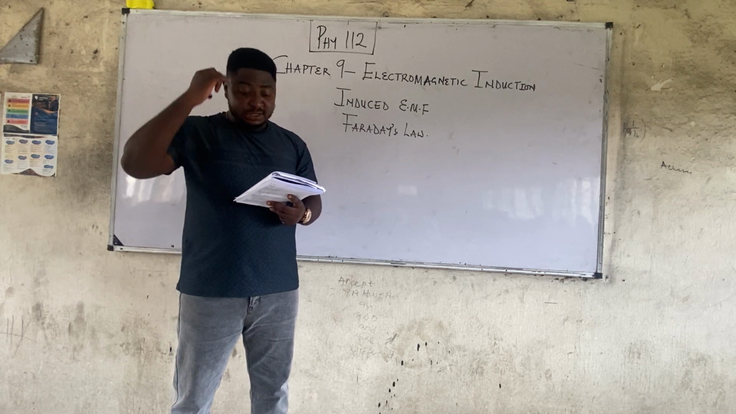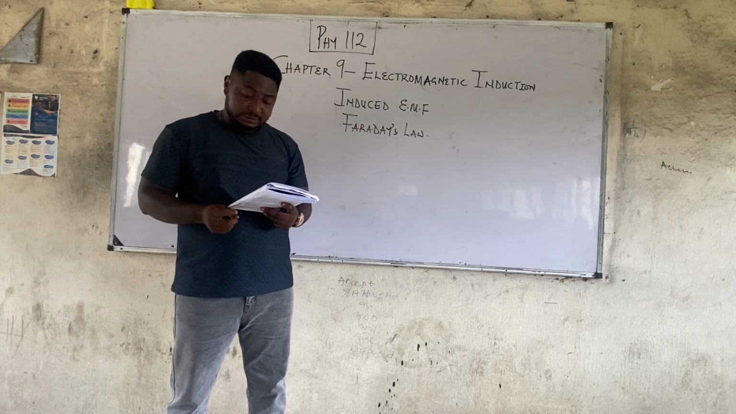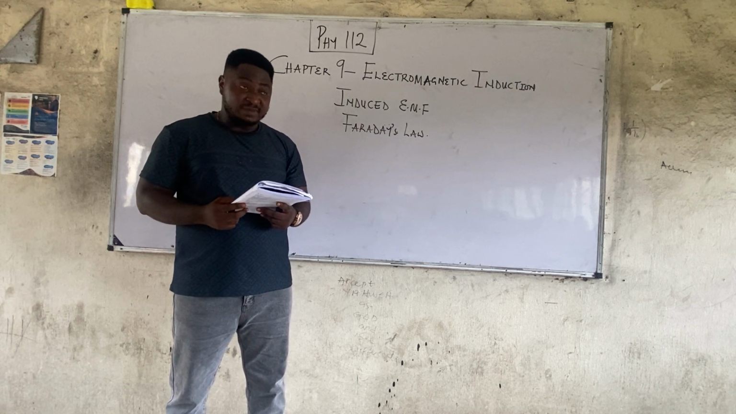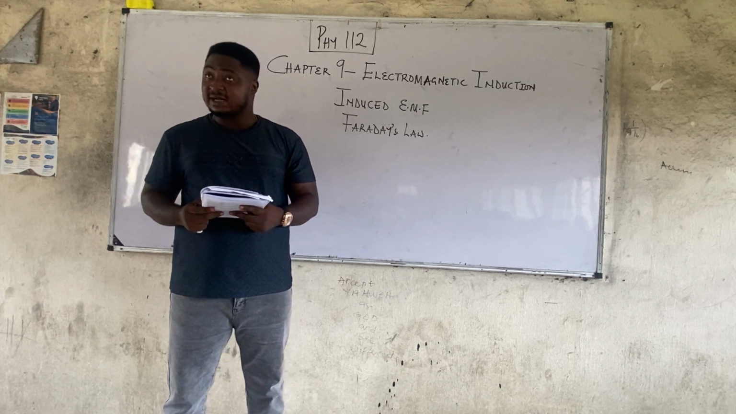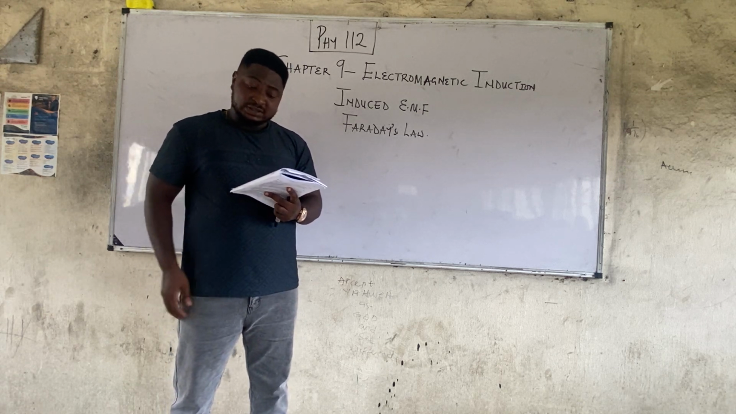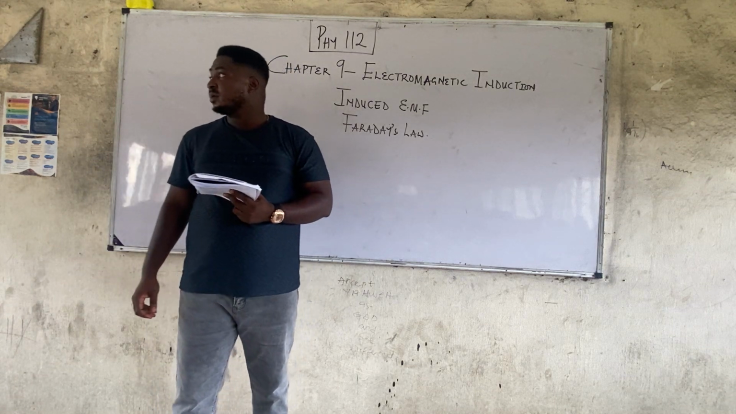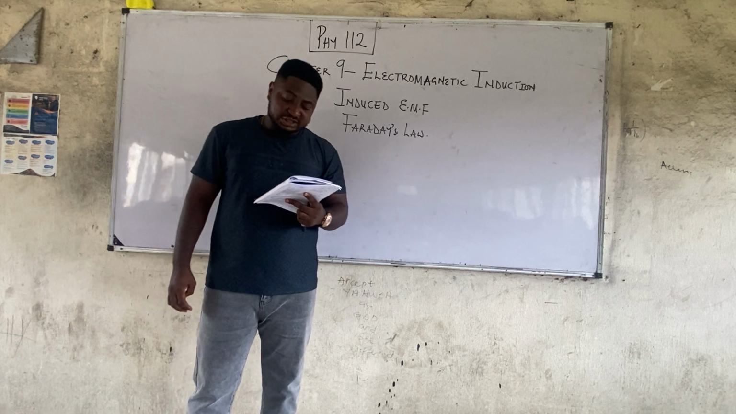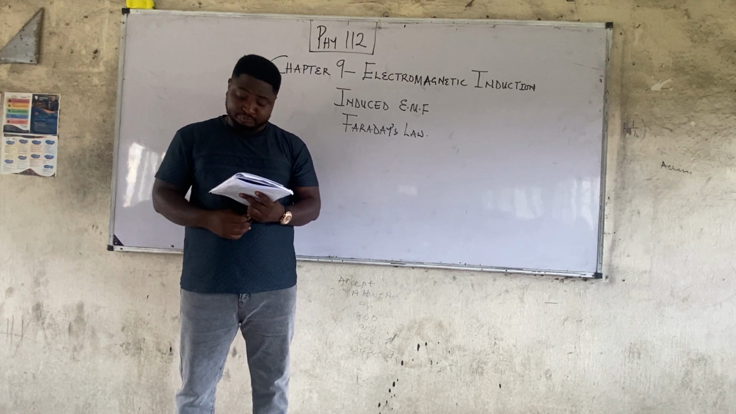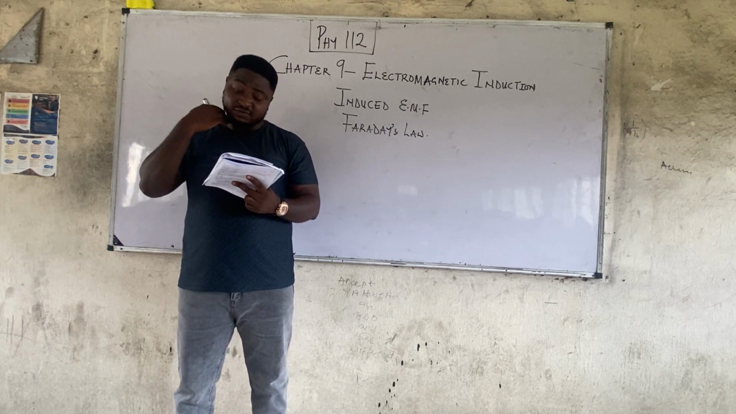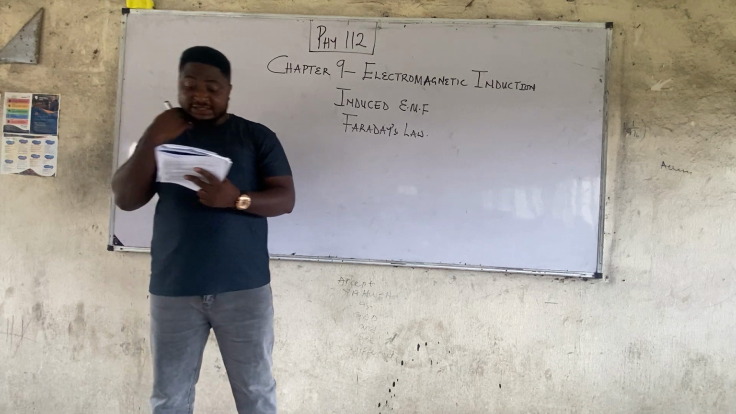are due to the changing amount of magnetic field cutting through the coil. So the induced EMF and the induced current in the coil are due to the changing amount of magnetic field cutting through the coil. Is due to the changing amount of what? Magnetic field cutting through the what? Through the coil.